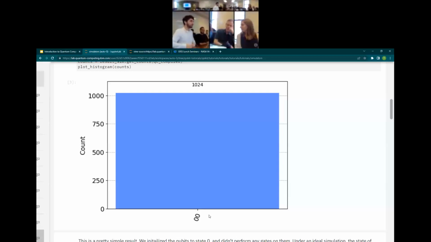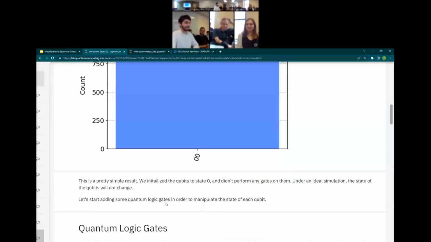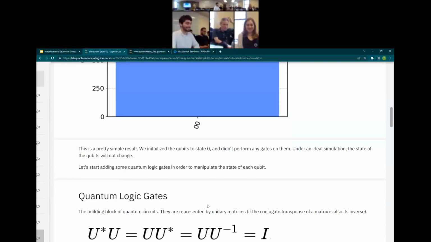Because to copy it, you'd have to measure. Say it again? Because to copy it, you'd have to measure it. Exactly. And then it collapses. And then it's just nothing again. With something called quantum teleportation, you can actually transfer the state from one to the other. That's outside the scope of this talk.